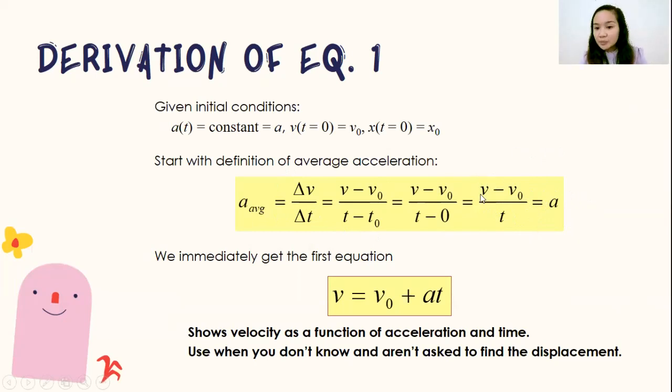Now, if you multiply both sides by t, you have v minus v naught equals a t. Then I will transpose this negative v naught to the right side, so you will have this equation. It shows your velocity as a function of acceleration and time.